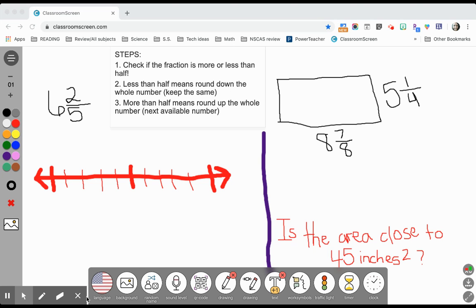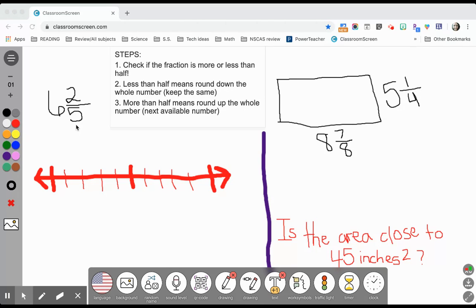We're going to work on rounding our fractions and rounding our whole numbers when they have a fraction with them, so our mixed numbers. Okay, we've talked about this before. Anytime that you have a fraction, we're going to start with 6 2/5. We're going to take a look at the fraction and see if it is above or below halfway.